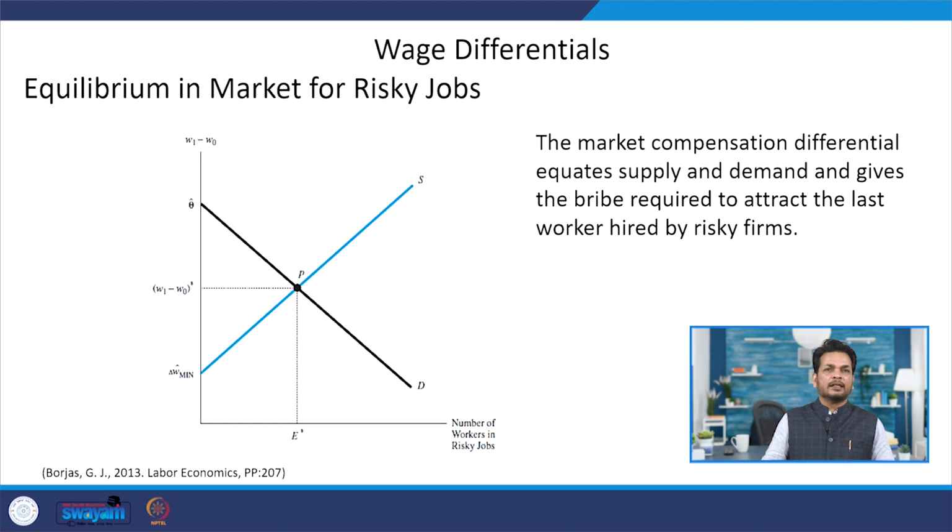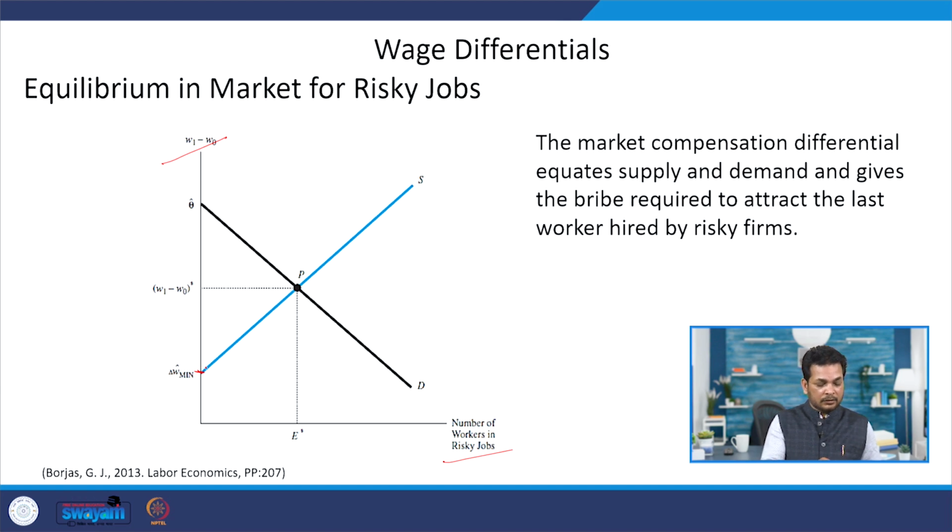Now, finding the market equilibrium wage rate, the wage differential for these risk workers, we have the supply function and the demand function. The intersection of supply and demand will decide the market compensating wage differential to hire a certain number of workers. On the x axis we have taken the number of workers in the risk job, and on the y axis the wage differential. Below a certain minimum wage differential, no worker is ready to work in a risk environment.